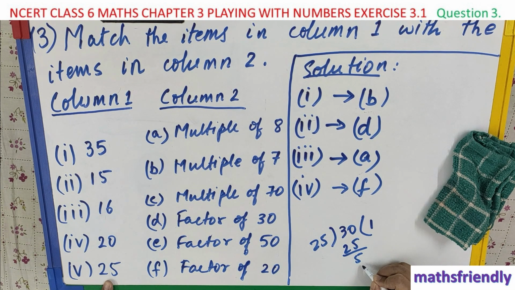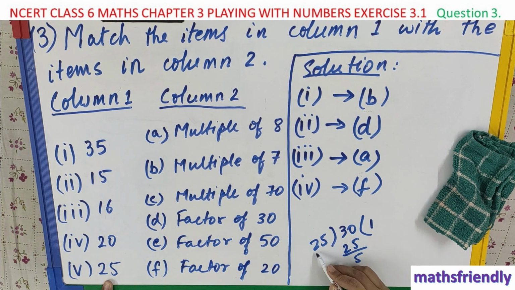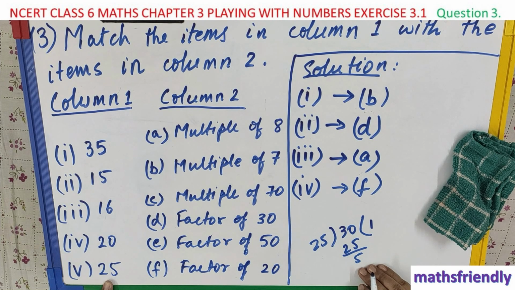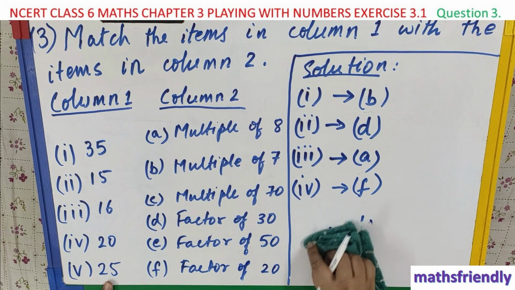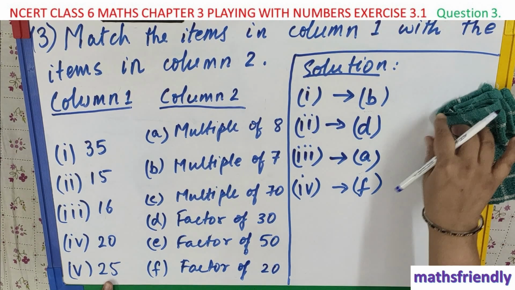When there is no remainder, it means the number is exactly divisible by this divisor. Okay, here there is some remainder. It means this number is not completely divisible by this. So 25 will not be a factor of 30. Okay, now let us check for the next option.